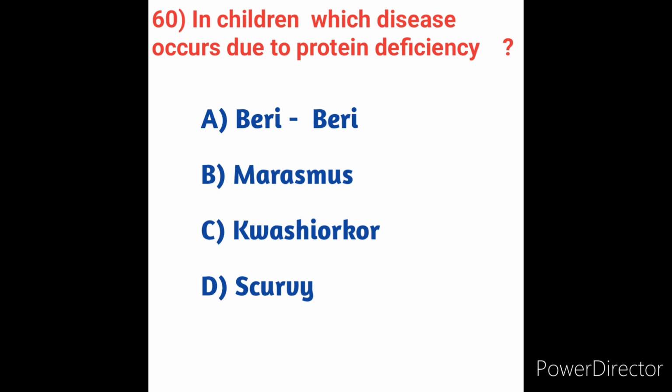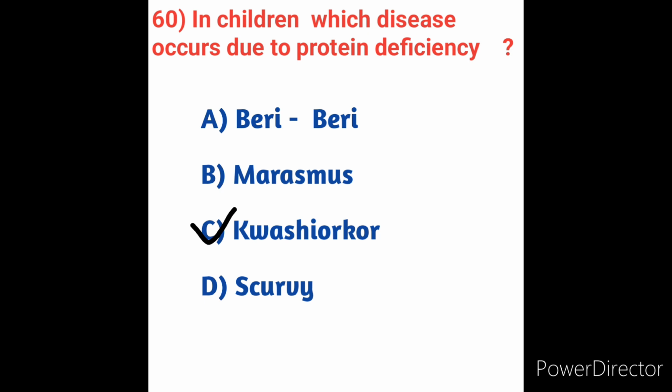So in this question, the disease in children that occurs due to protein deficiency is option C kwashiorkor, the correct answer. Scurvy is due to the severe lack of vitamin C in the diet. So vitamin C deficiency is scurvy. The early signs and symptoms of kwashiorkor are fatigue, irritability and lethargy, growth failure, loss of muscle mass and edema, and decreased immunity. So option C kwashiorkor is the correct answer.